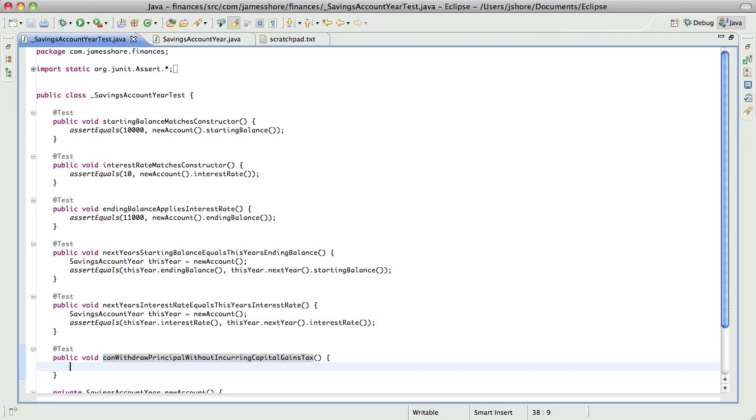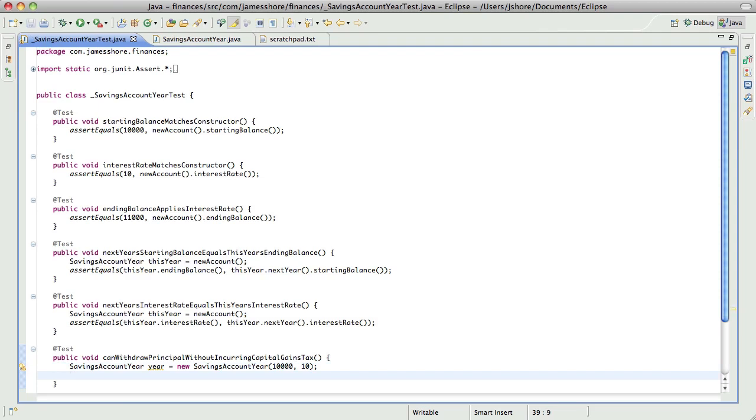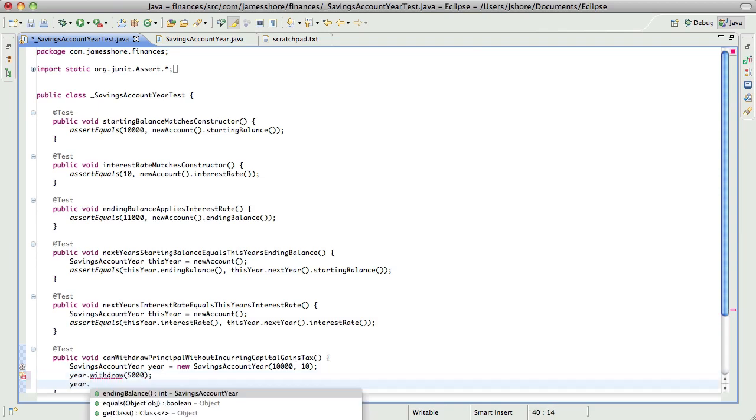So now I guess we're going to get our withdraw method back in there, aren't we? Create a new account. May have been premature on that new account method. Let's see, savings account year equals new savings account year. We'll come back and fix that up. I'm going to say that we've put in 10,000 with an interest rate of 10. Okay, that's fine. And if we withdraw $5,000, our ending balance should equal 5,000.